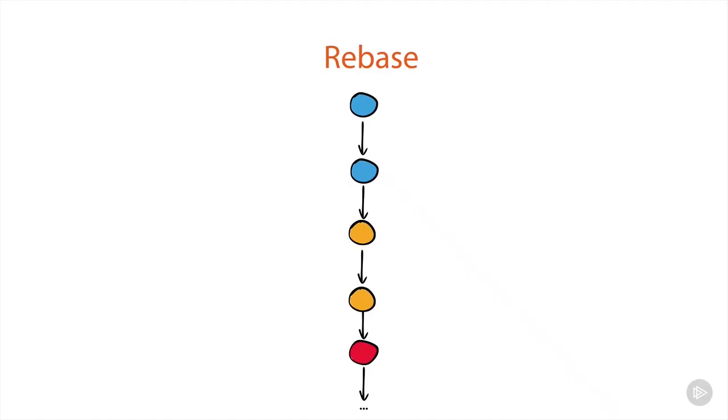For example, in this case, it looks like the yellow commits were created first and blue commits were created later on top of them. But this is not what really happened. The yellow and blue commits were created in parallel, in different branches. So in contrast to merges, rebases changed the project history.